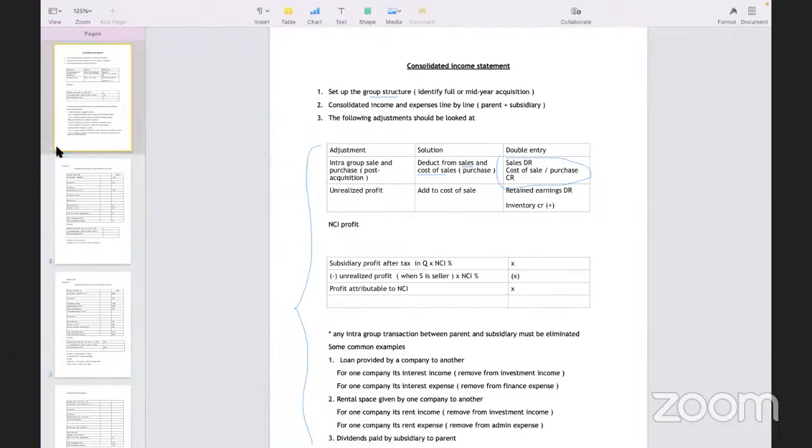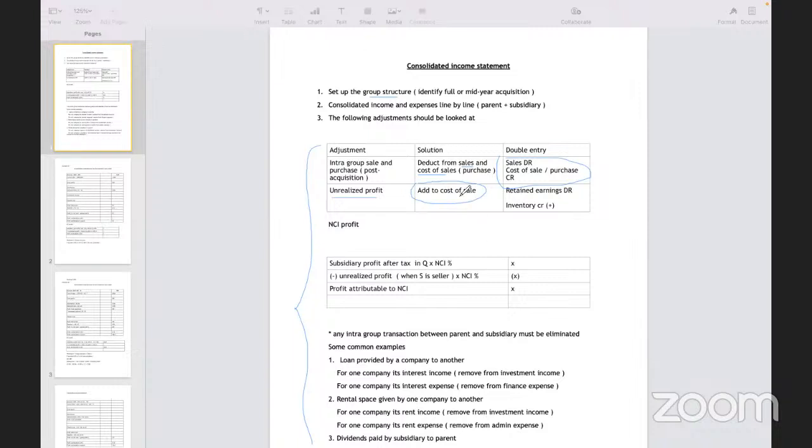Once you have calculated your URP, you are going to add it to your cost of sales. Is that clear, guys? I will explain why we are adding it to cost of sales, what's the reason behind it. But anyway, bottom line is that any unrealized profit, we have to add it to our cost of sales. Once you have added that to the cost of sales, that's all you have to do when it comes to unrealized profit. Calculate it and add it to cost of sales. I'll tell you why we are only adding it to cost of sales.